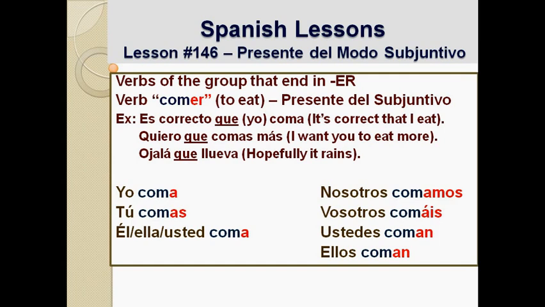Or we can also say que yo coma, that I eat. Que tú comas, that you eat. Que él or ella or que usted coma, that he or that she or that you eat. Que nosotros comamos, that we eat. Que vosotros comáis. That you eat. Que ustedes coman. Also that you eat. And que ellos coman. That they eat.